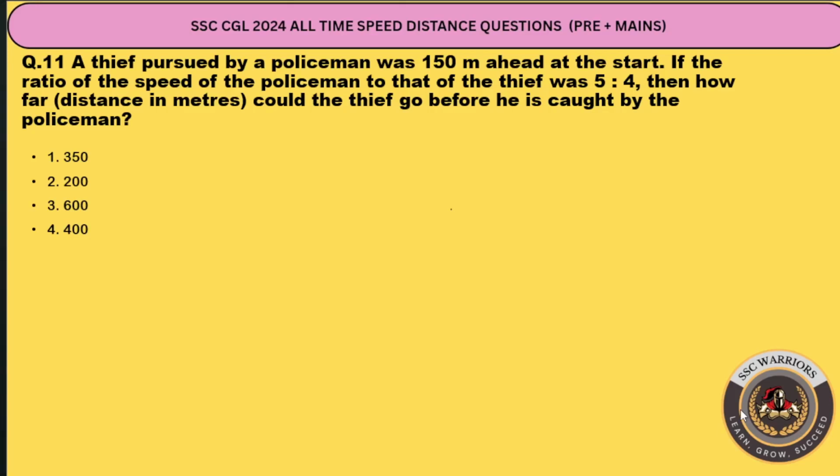A thief is pursued by a policeman who is 150 meters ahead at the start. So initially 150 meters, the policeman, the thief is ahead. This is the policeman. Now the ratio of speeds is given as 5:4. So let the speed be 5x and 4x.